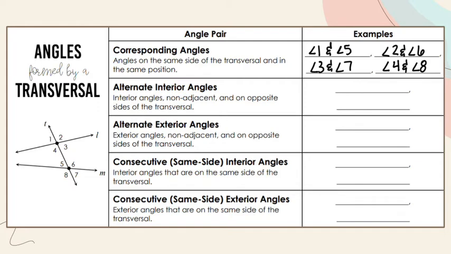Alternate interior angles. The word alternate means opposite. So these are on opposite sides of the transversal. Remember that the transversal is the one line that crosses the other 2.